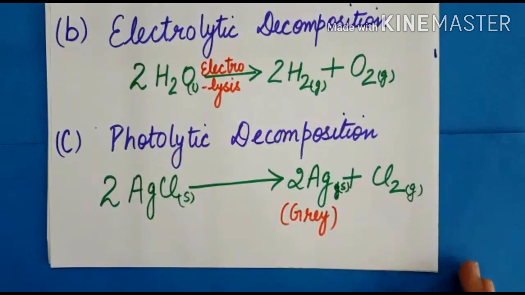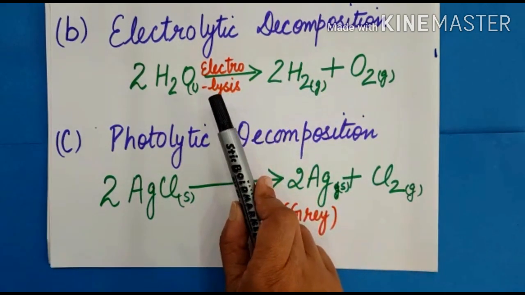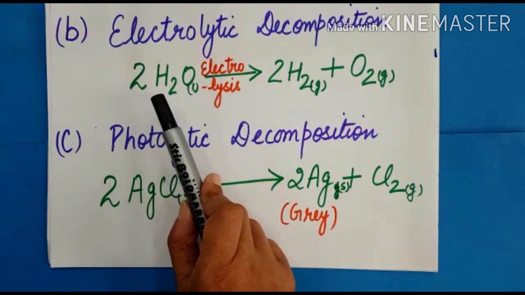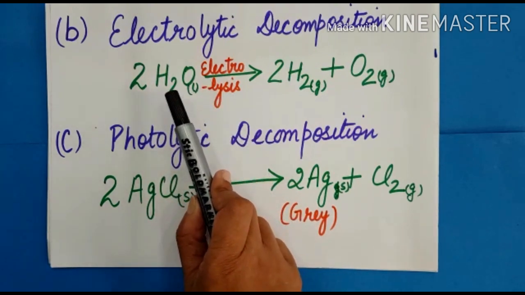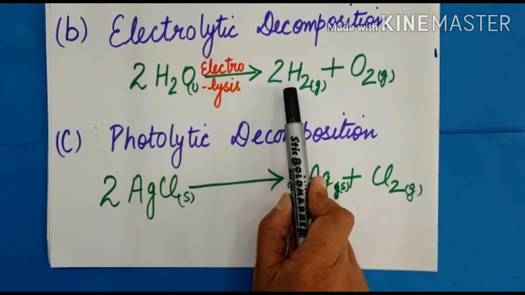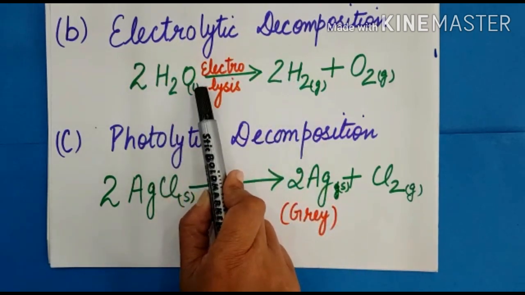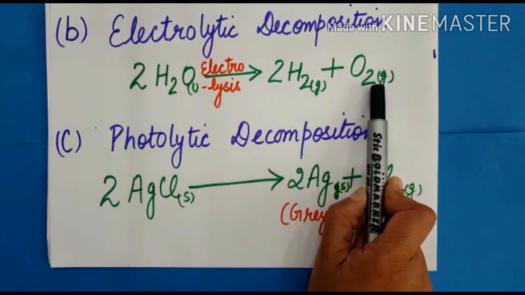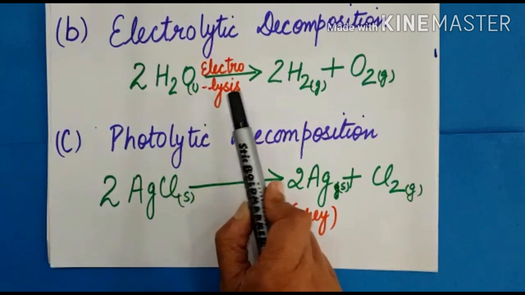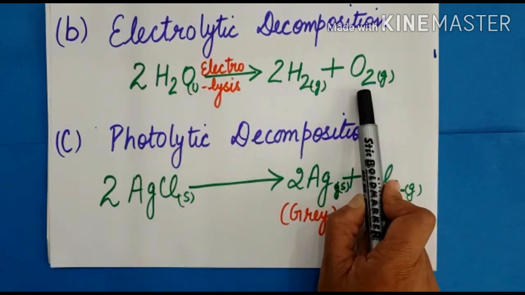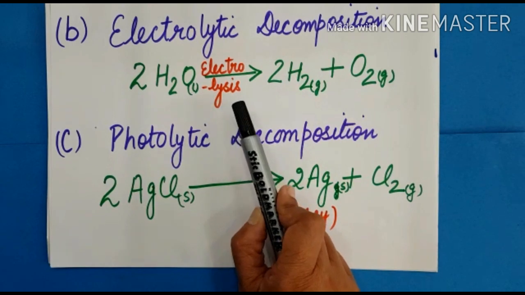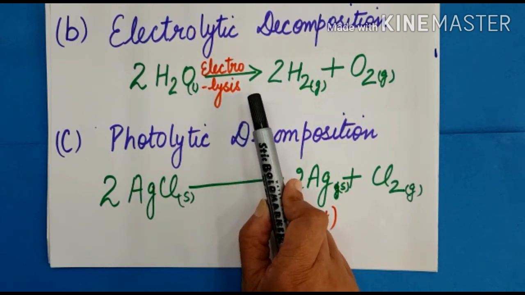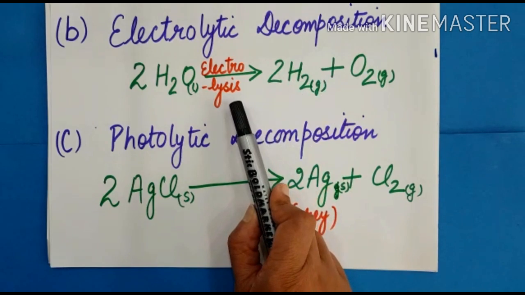Now the second kind of decomposition reaction, where the energy is provided in the form of electricity. This is a very common example, when water is broken down into its constituent particles. Like 2H2O, electrolysis gives 2H2 plus O2. The water molecule breaks into hydrogen and oxygen, and energy is provided in the form of electricity. So this kind of electrolytic decomposition is known as electrolysis.